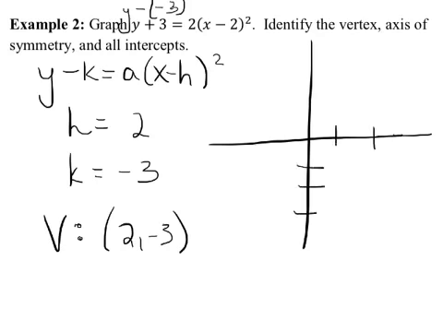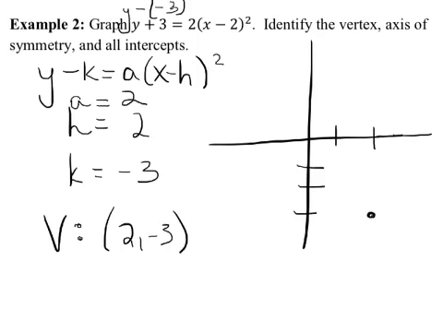That's going to be our vertex right there. Now, is the graph going to open up or down? Everybody, up or down? Up. Okay. Why is it up, everyone? a is positive. a is 2 in this case.